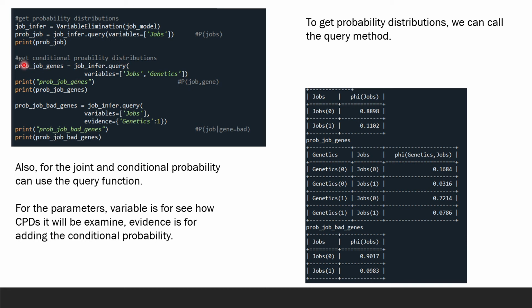Okay, so the next one, get conditional probability distribution. In here the difference between the first example and the second example is we join the probabilities together.